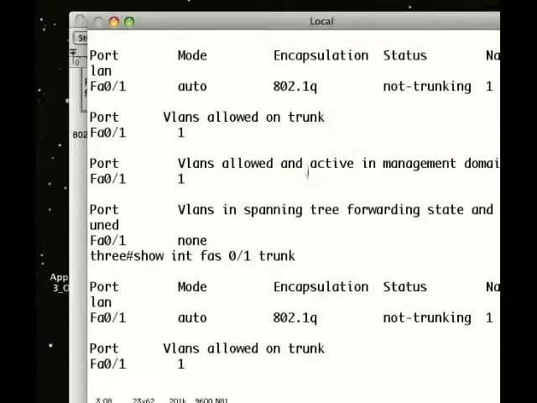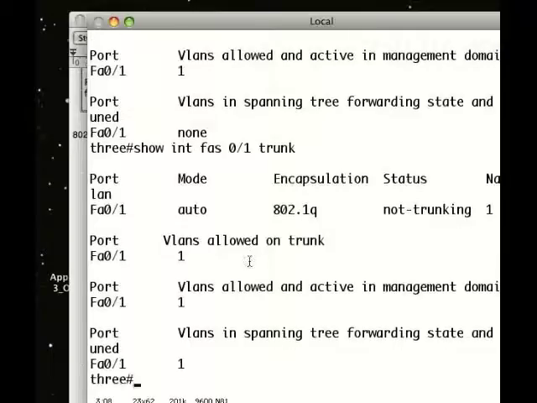Spanning tree was just recalculating because I just changed it from a trunk port. I just changed the trunk configuration, so spanning tree went ahead and recalculated. So now we've reached equilibrium, and VLAN 1 is being forwarded there. But guess what? My VLAN 2 is not operative now.